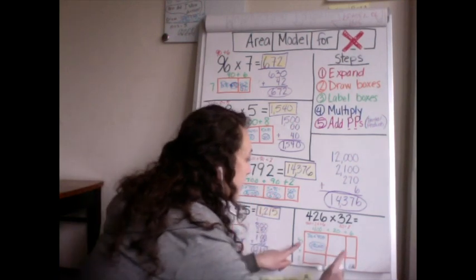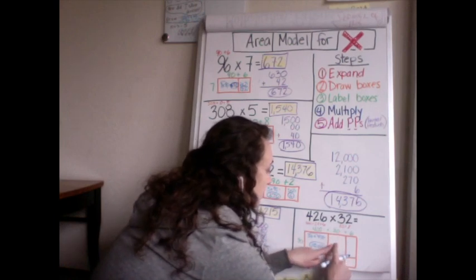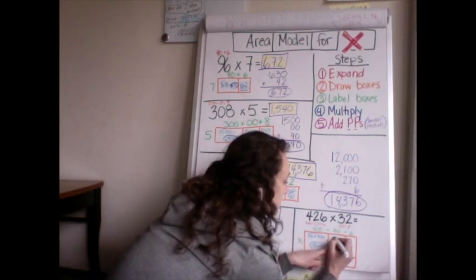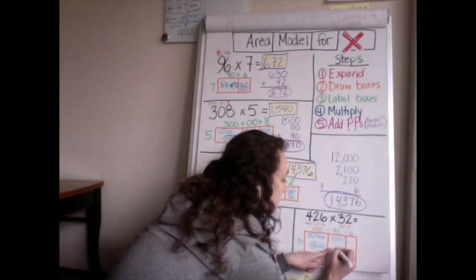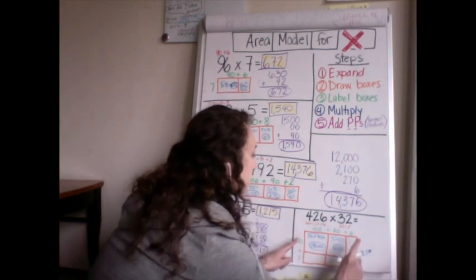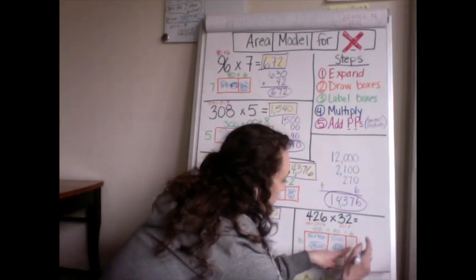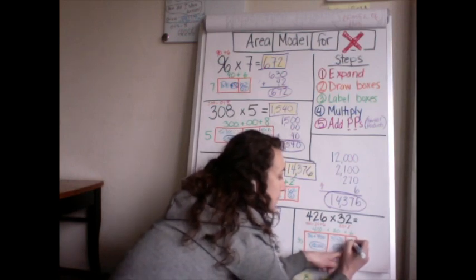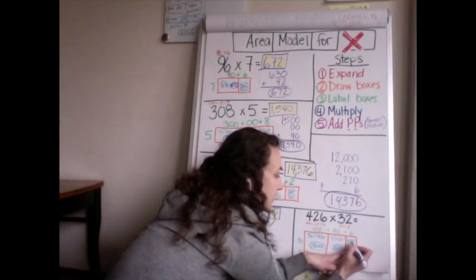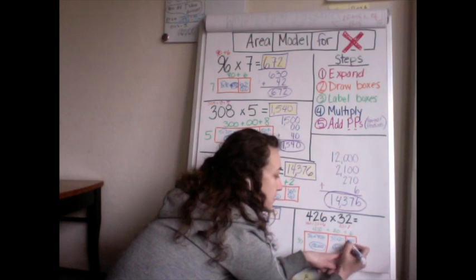That's easier. In this box, I have 20 times 30, or 30 times 20. It doesn't matter which way. I have my 2 zeros, and 3 times 2 is 6. There's my partial product. In my ones box over here on the top, I have 30 times 6, or 6 times 30. It doesn't matter which way you put it. I have 1 zero, and 6 times 3 is 18.